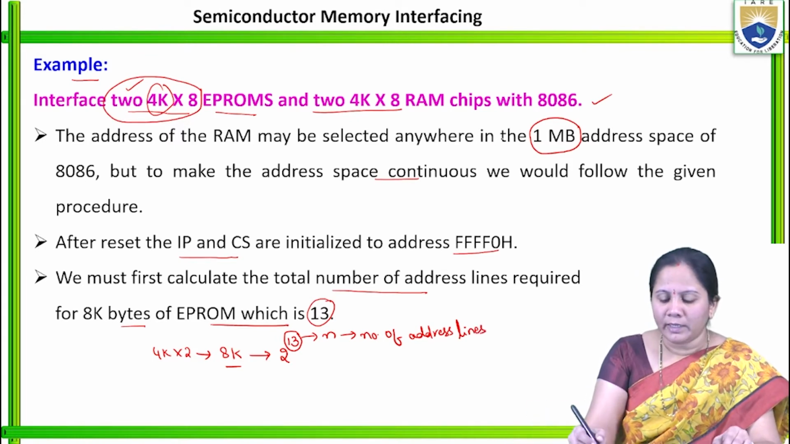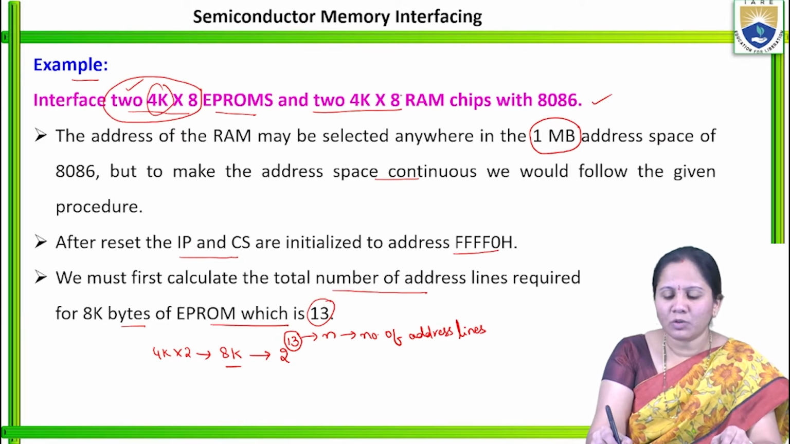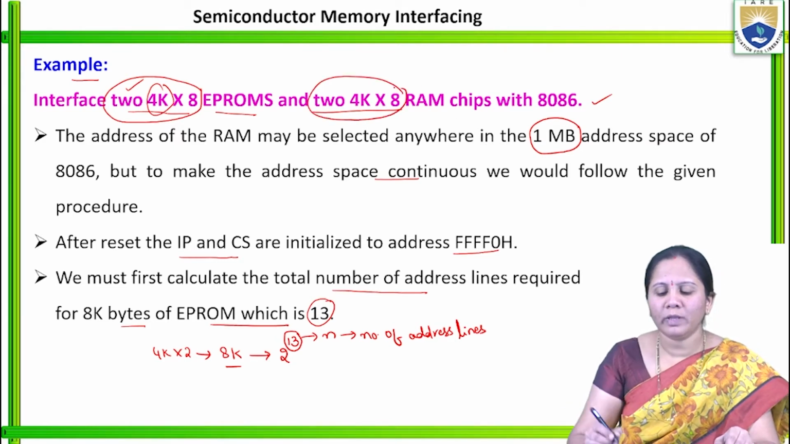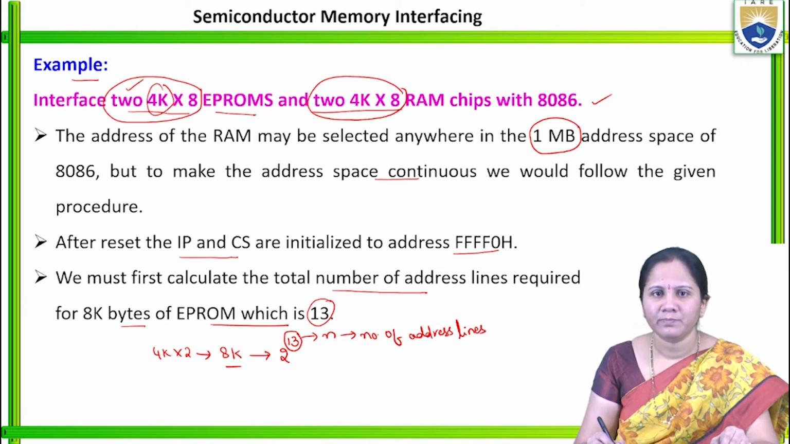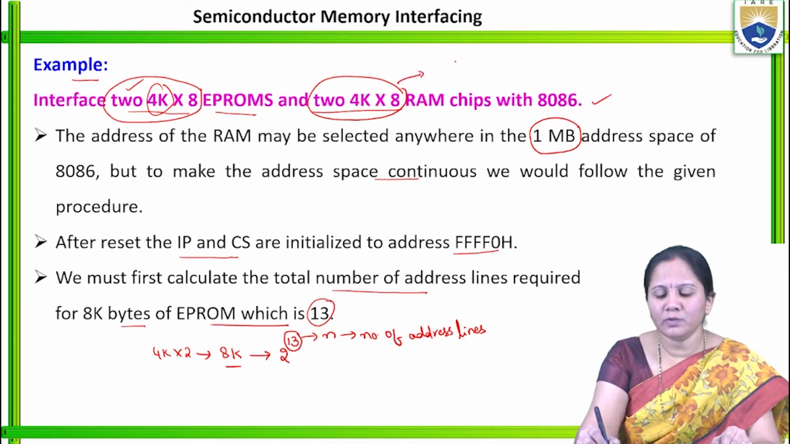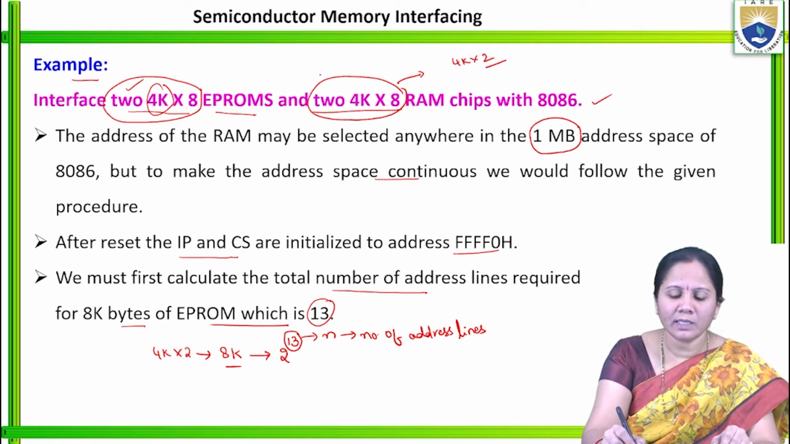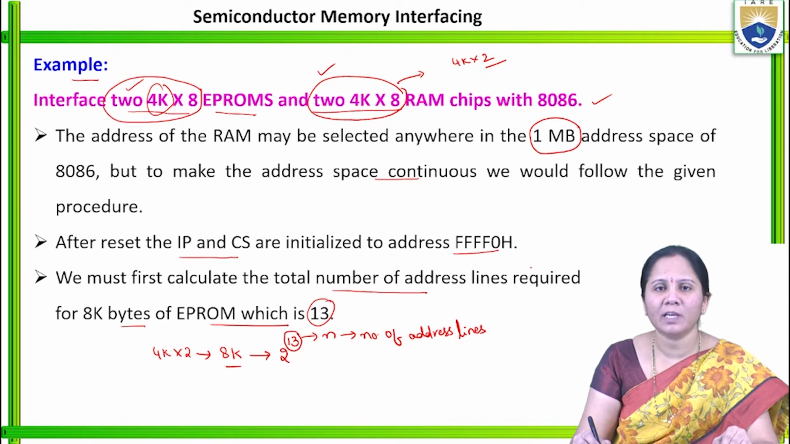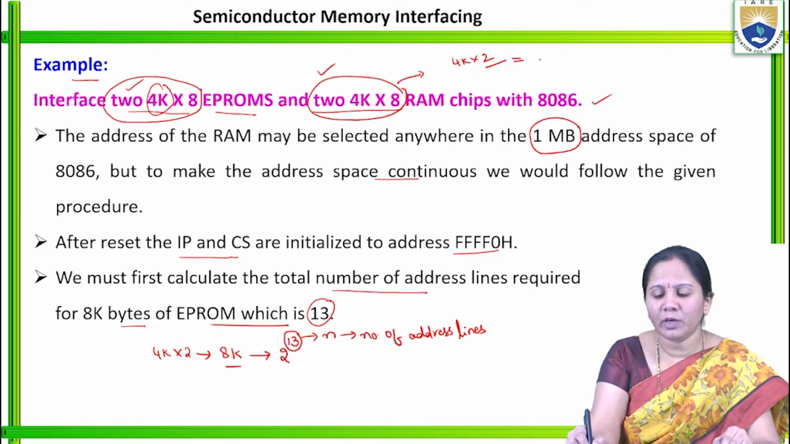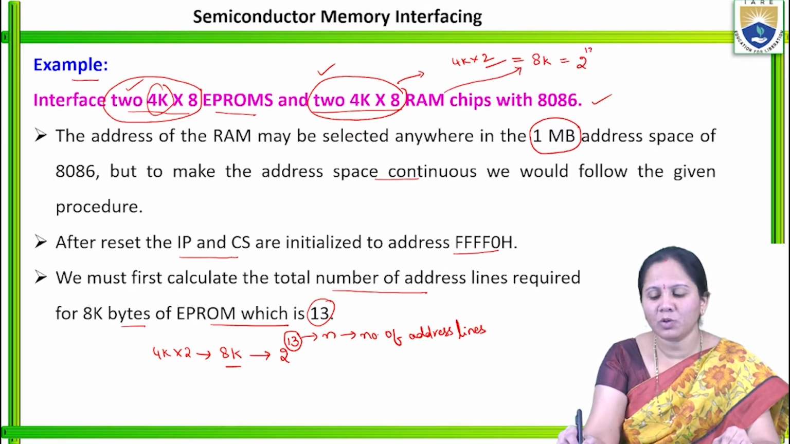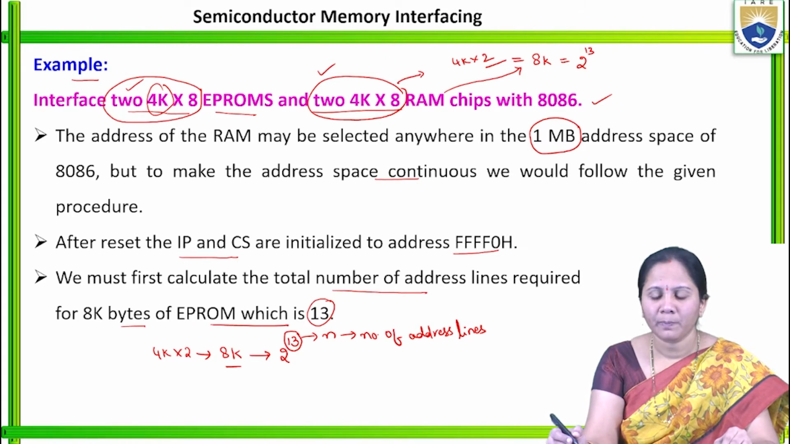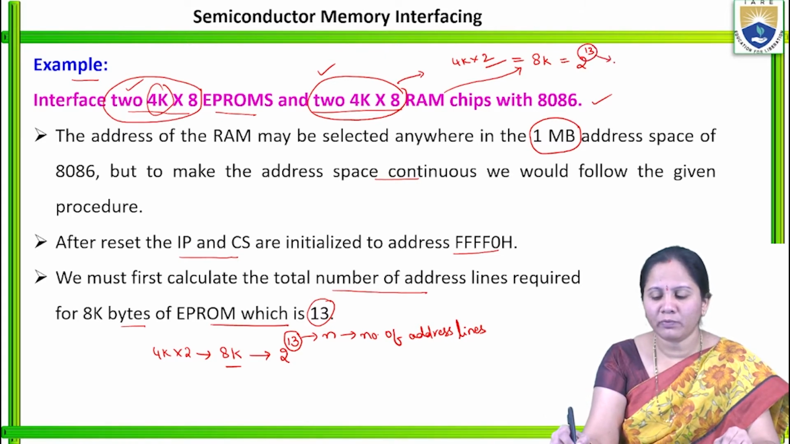Similarly, in this case also there are two 4K by 8 RAM chips. So here 4K by 2, where the 2 means the number of 4K by 8 chips is 2. So totally we are going to get the value 8K. For this RAM also, 8K can be written as 2 power 13, so the number of address lines is 13.